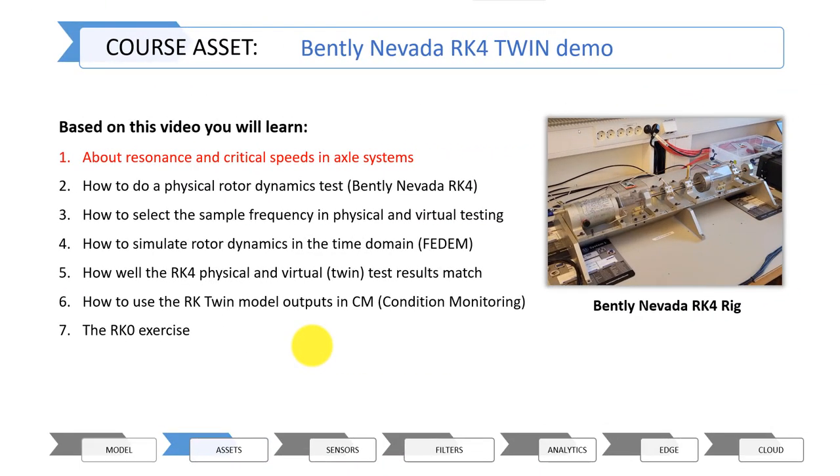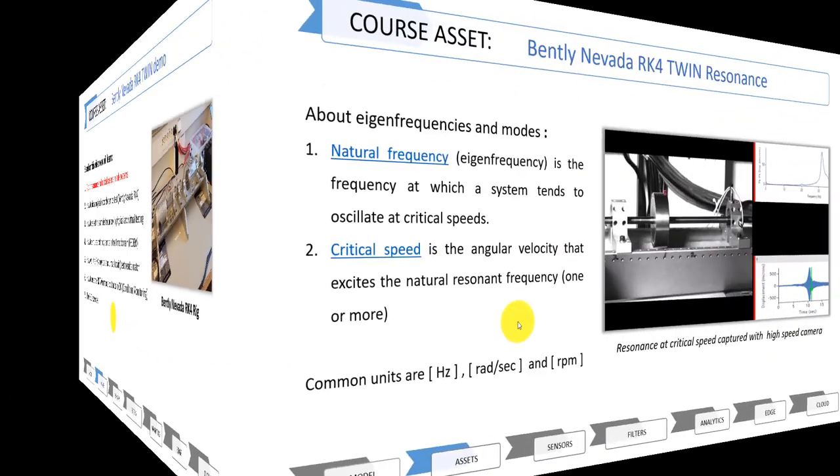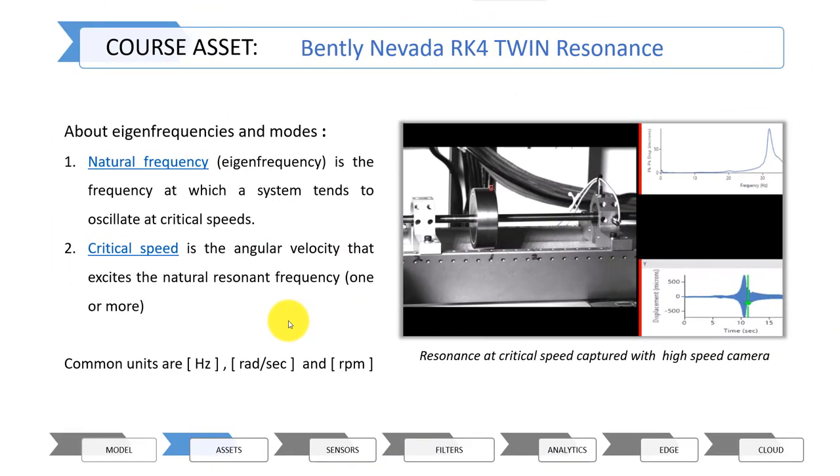This is the agenda for this video, and the first point on my list is resonance and critical speeds in rotating systems. A natural frequency or eigenfrequency is the frequency at which a system tends to oscillate, and a rotating system like this might have several eigenfrequencies. When you accelerate the rotating system, you might have resonance at certain speeds, termed critical speeds. That's when the input rotation speed is matching one of the natural frequencies. Then you will get resonance.